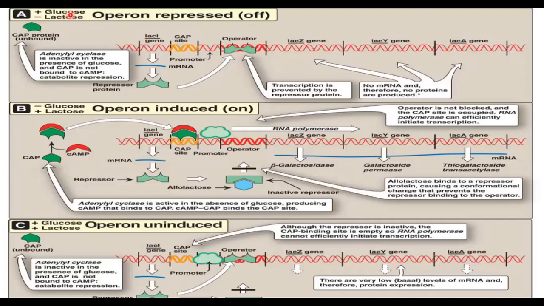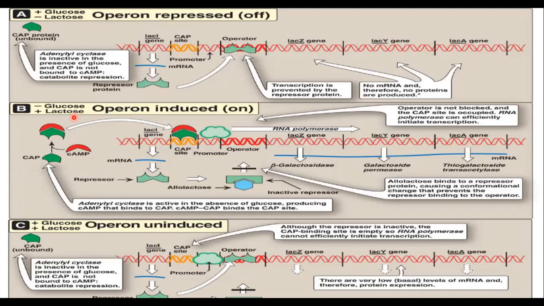So this is what I'm saying. In this case, we have only glucose present. The operon is switched off, because first of all, we will have no inducer, so the repressor protein will be bound to the operator. Also, glucose is present, so adenylyl cyclase will be inhibited. So there is no formation of the cyclic AMP-CAP complex, and the CAP site is unbound.